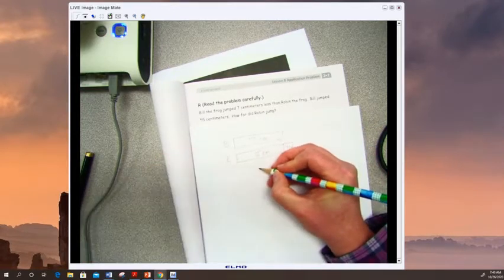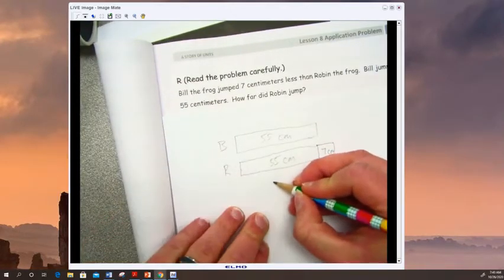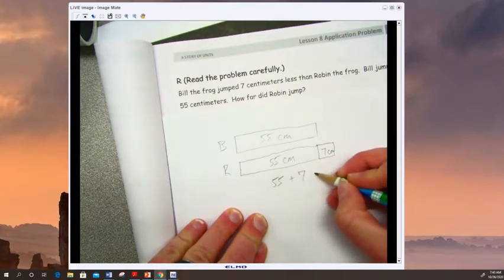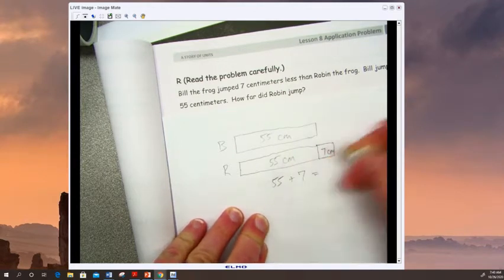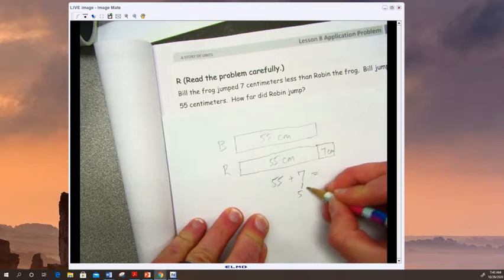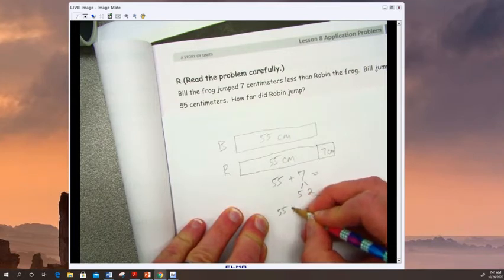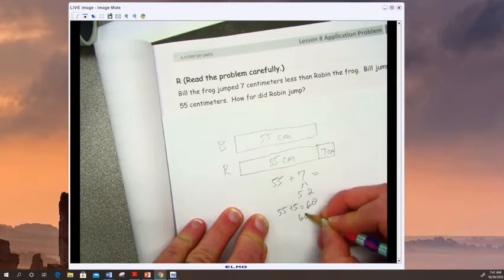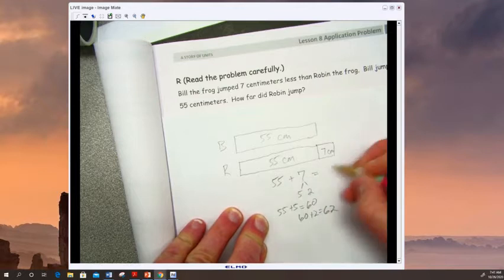Robin jumped, let me zoom in for you a little bit. Robin jumped 55 centimeters plus 7 centimeters. I know that to get to the next 10, to get to 60, I need 5 more. So I'm going to break 7 down into 5 and 2. 55 plus 5 equals 60. 60 plus 2 equals 62. 55 plus 7 equals 62 centimeters.